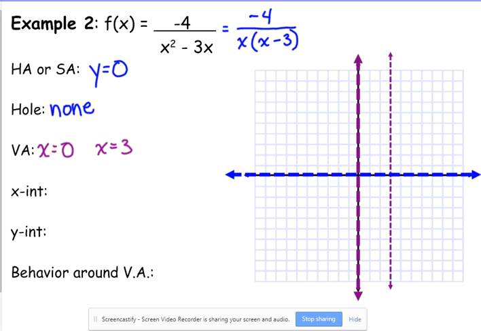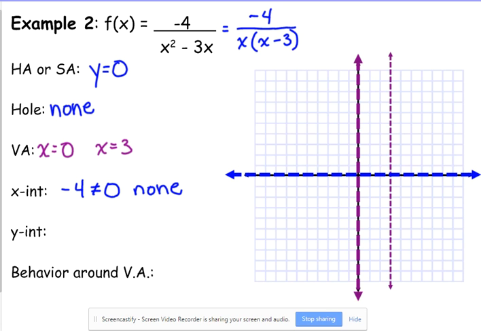All right. So x-intercept. Set the numerator equal to 0. Well, what's in the numerator? -4. -4 does not equal 0. We do not have an x-intercept. These do not have to have x-intercepts, just like they don't have to have a hole, or they don't have to have a vertical asymptote, or they could have two. You can have any combination of these things. Okay? So in this case, this one doesn't cross the x-axis.